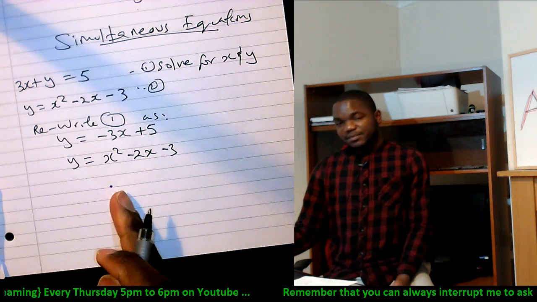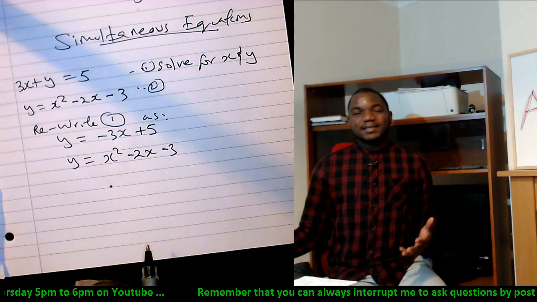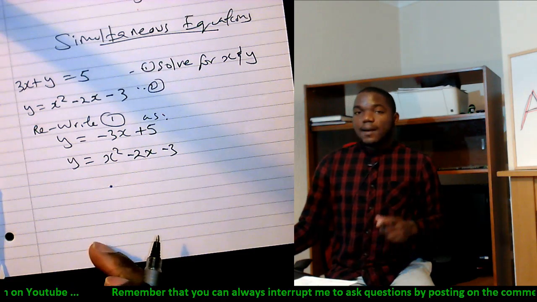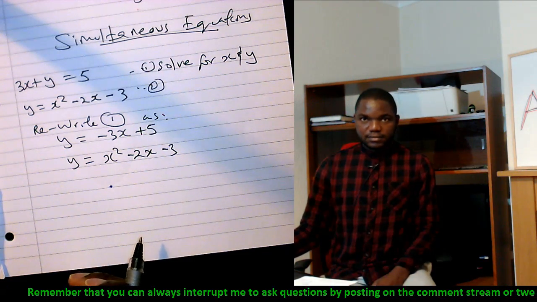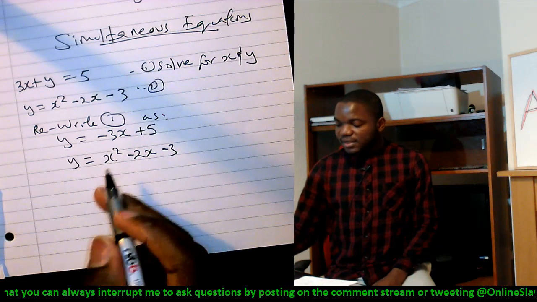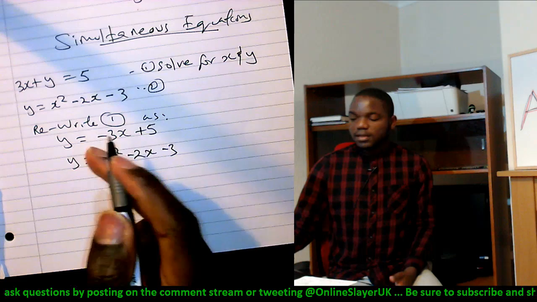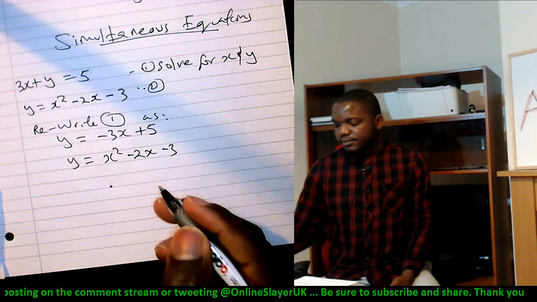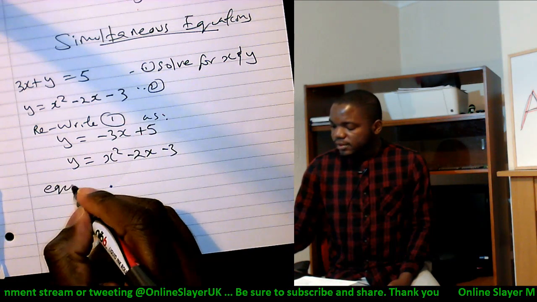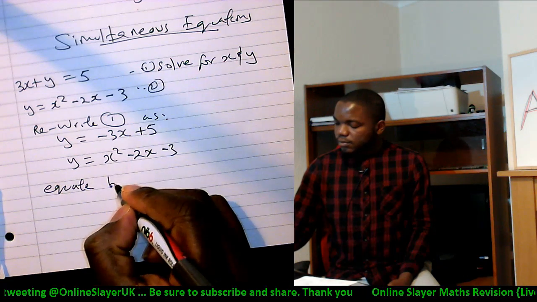So to solve them means that we're looking for the value of x and y that satisfies both equations. And that simply means that the x will be the same and the y's will be the same. So all you need to do is equate both equations.